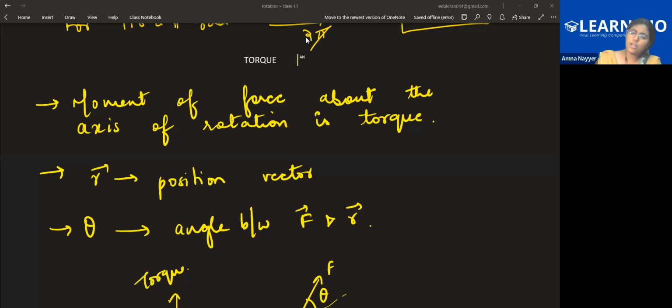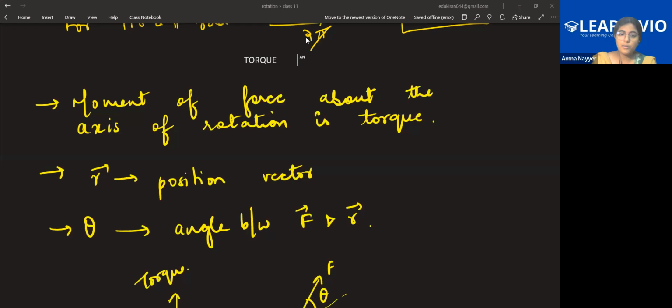Now see, since we are talking about circular motion, certain things will be a little different. That's why we have this axis of rotation. In rotation, we know the fact that we have an axis, and around that axis rotation occurs. So the moment of force about the axis of rotation is called torque.